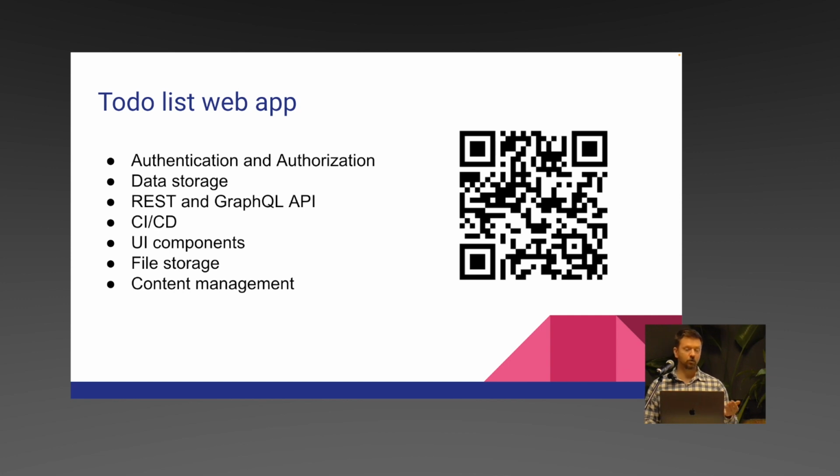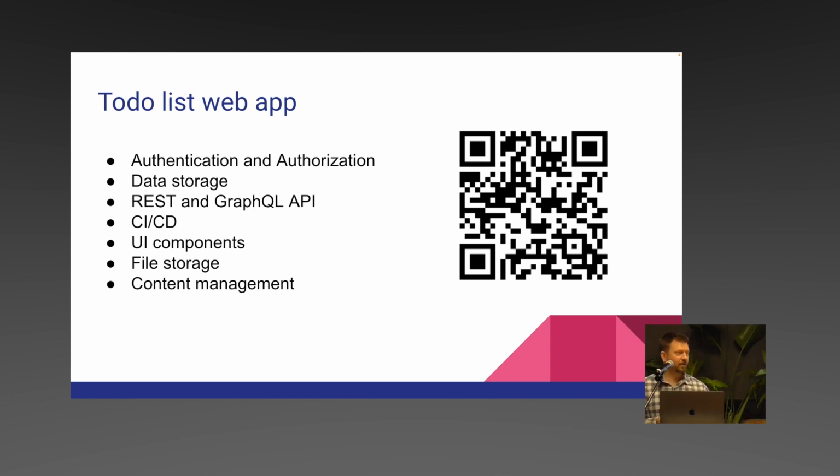During this talk, I'll be going through a sample building process of a simple to-do list web app. Now, this app has authentication. It's got data storage. It's got REST. So specifically here, it's got the GraphQL API. We set up continuous deployment and integration. We have UI components from Figma designs and file storage.